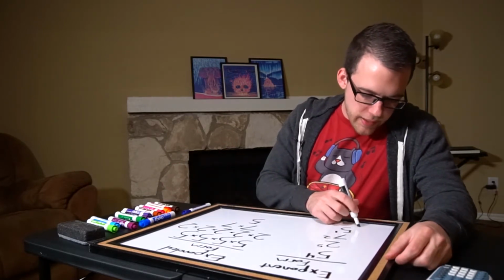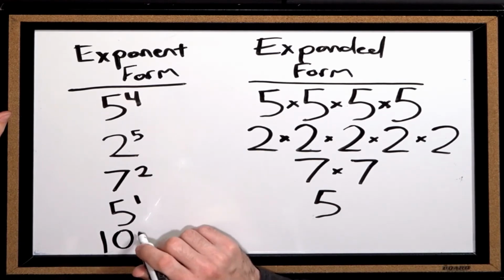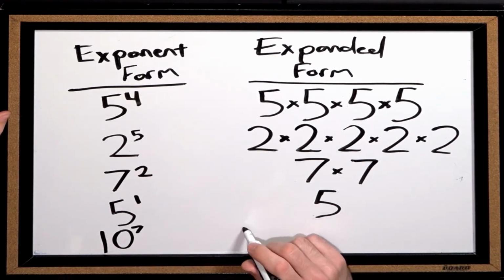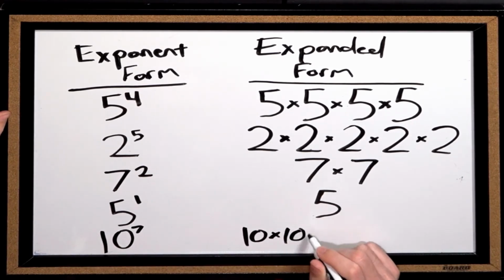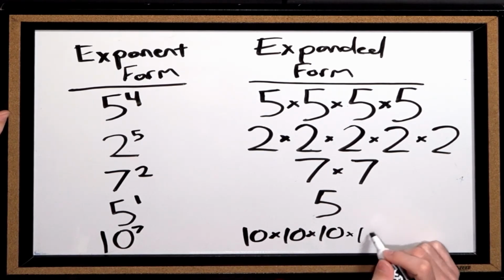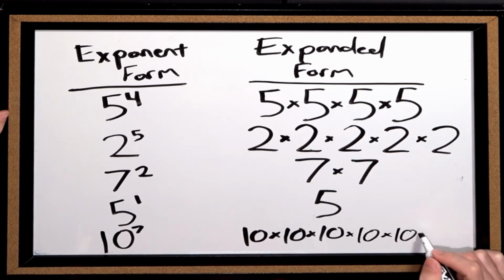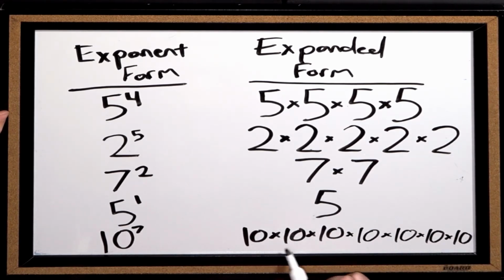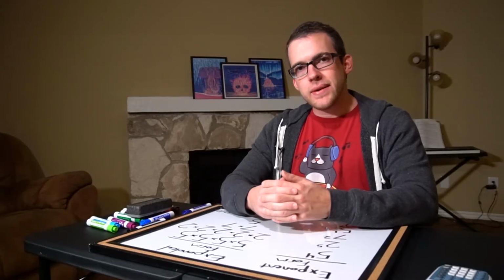One more example, why not? 10 to the power of 7. 10 times 10 times 10, and we write this 7 times. 1, 2, 3, 4, 5, 6, 7. And the answer is 10 million. So now you know how to do exponents.